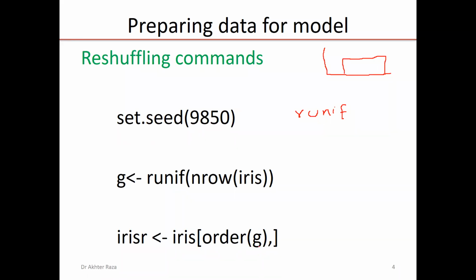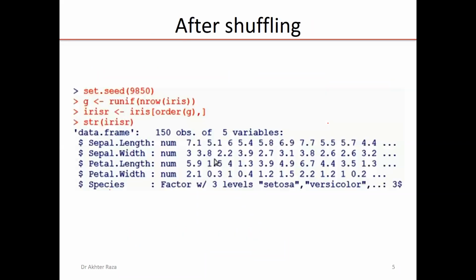So order(G): the order command is basically a sorting command. So you will sort the data on the basis of G, and all columns will be used from the iris data set. The comma, and after the comma leaving the place empty and writing nothing, means all columns will be used. Now the rows are sorted according to the order of G. Initially the random numbers are random, meaning haphazard, but after the order command they will be sorted.